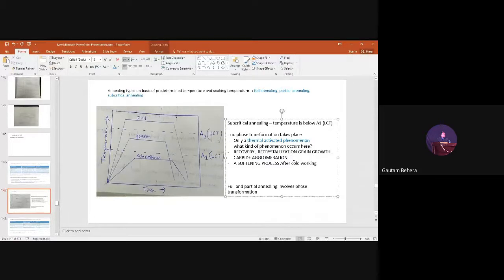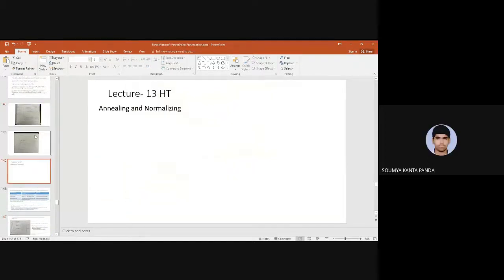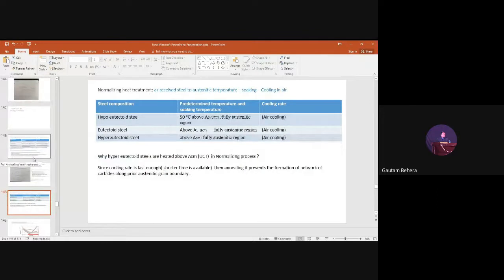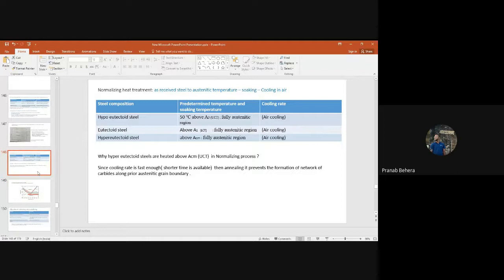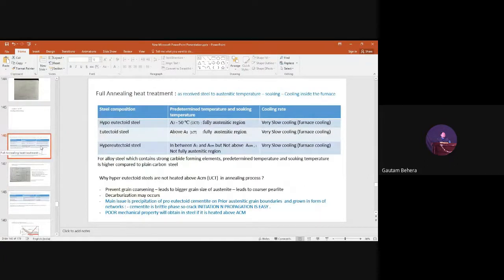Can anybody tell me what is carbide agglomeration? What is the meaning of that? Just use your mind. Precipitation of carbides? No, precipitation is a different thing. Formation of bigger size carbides from small size carbides? Yes, you can say like that. Small carbides become bigger carbides, but they will take the shape of a spheroid, a spherical shape.